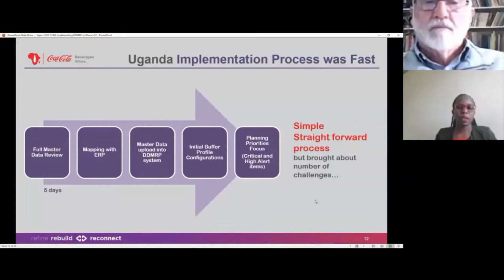And then finally, that took us to our planning priorities focus, where as planners, we are focused to look at the critical and high alert items for execution with our daily order recommendations coming through our DDMRP system. Looks like a simple, straightforward process, but this brought a few challenges that we'll see in our next slide and how we overcame them.